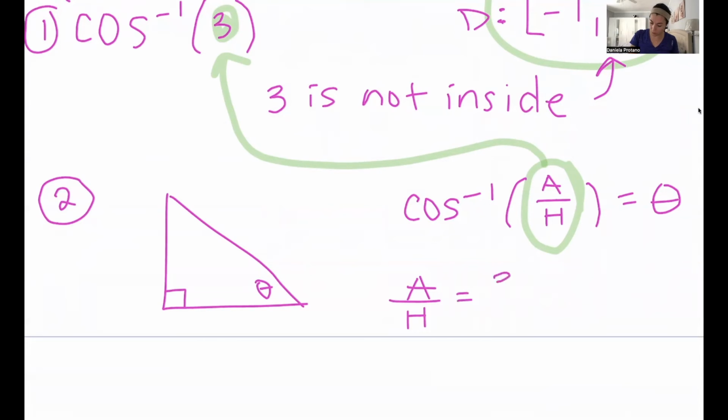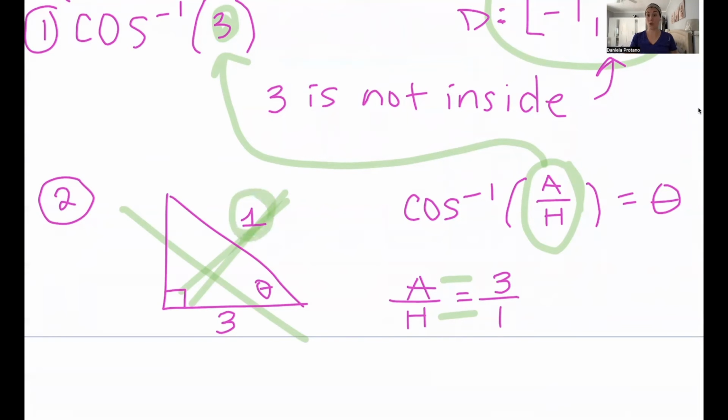In other words, 3, we could write 3 over 1. That means that the adjacent side where theta is 3 and the hypotenuse is 1. So the adjacent side would be here and the hypotenuse would be over here. This is impossible because remember, the hypotenuse length is always the longest side. We can see the hypotenuse is 1 and 1 is smaller than 3. Can't have that.